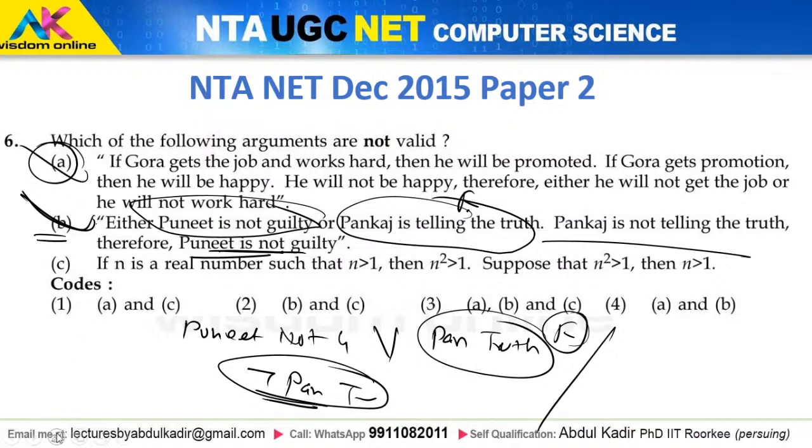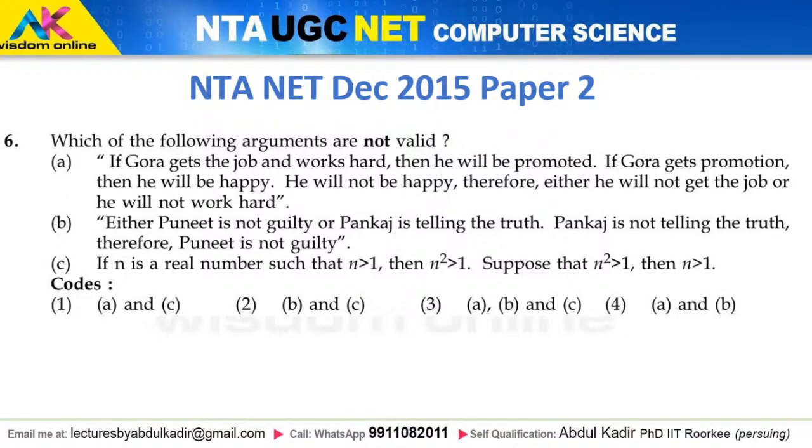Okay. Let's see option C. Option C is saying that if n is a real number such that n greater than 1, then n square greater than 1. Suppose that n square is greater than 1, then n is greater than 1. So in this question we have these hypotheses. The first hypothesis is that if n is a real number such that n greater than 1, then n square greater than 1.